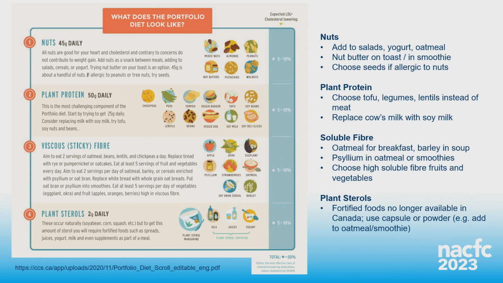Plant protein is probably the hardest part of this diet to follow because there is a very strong emphasis on soy-based products and lentils and legumes, which for some people is really not feasible in the quantities that are being recommended. So this is definitely the most challenging part for most people.